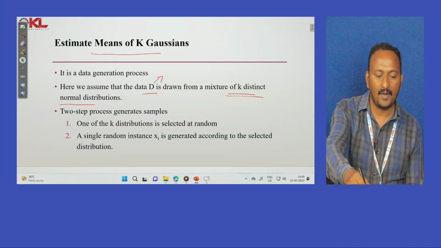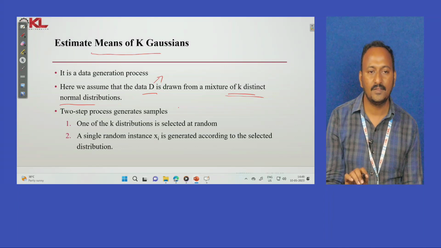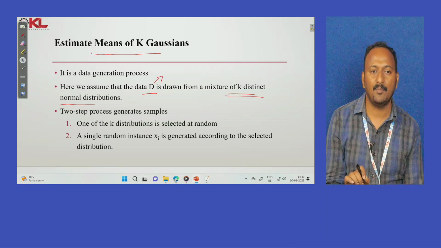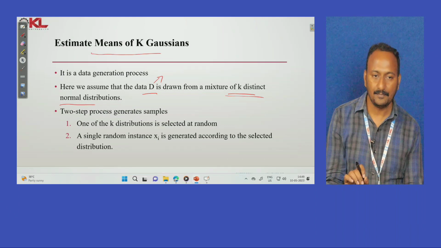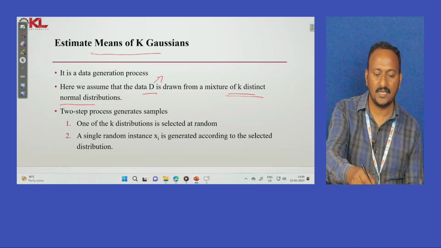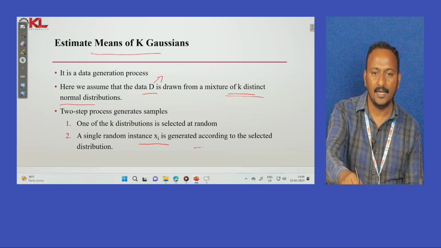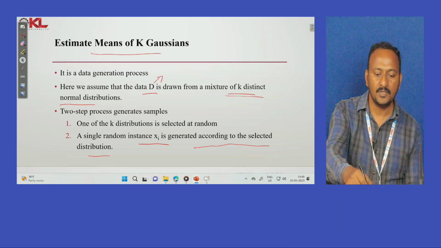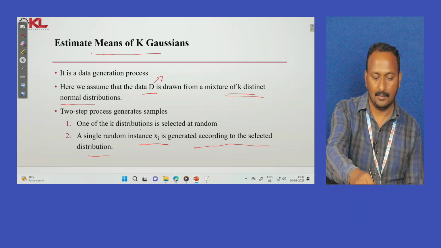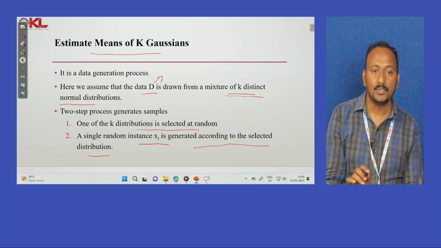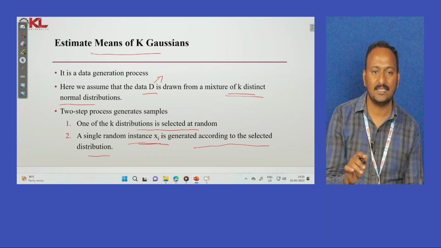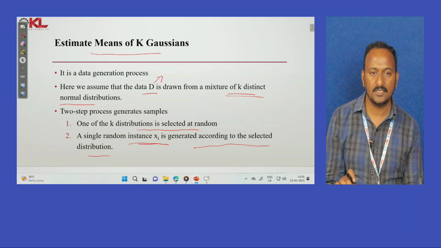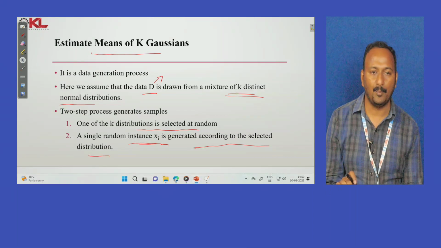This follows two main steps. One step is identifying randomly one of the distributions among the k distributions. In the second step, we take a single random instance xi, which is generated according to the selected distribution. Whatever distribution we selected in the first step, with the help of that selected distribution we randomly generate an instance xi. This is the two-step process which is used to generate our samples.